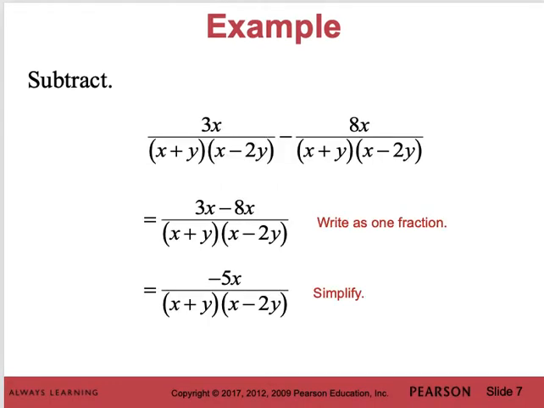Now let's look at this example. First, we notice we're subtracting. Then we want to ask ourselves, are the denominators the same? Yes, they are. So all we do is subtract the numerators. We'd get a -5 and write it all over the same denominator. You only have to write the denominator once, just like you would with any fraction subtracting.